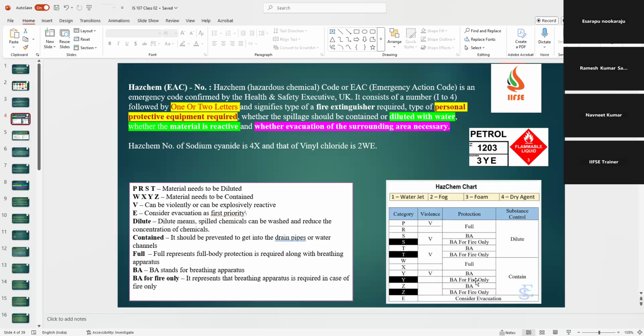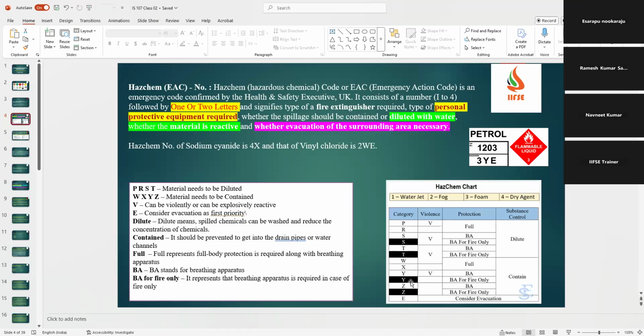Full means full body protection required. When we say full body protection, it will be complete. Mostly it is for corrosive chemicals, reactive chemicals, or radioactive chemicals, where we suggest full body protection. You will have a full suit, including breathing apparatus.